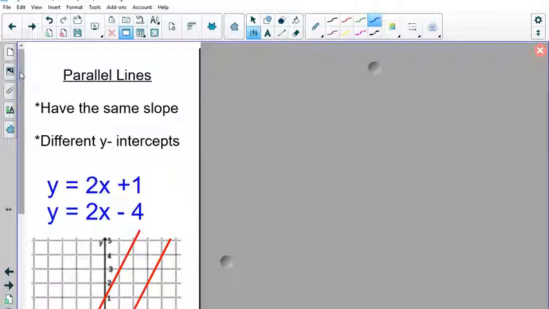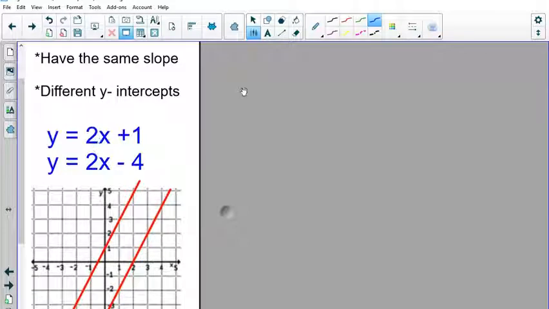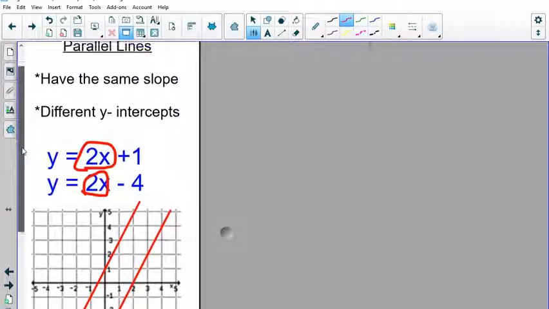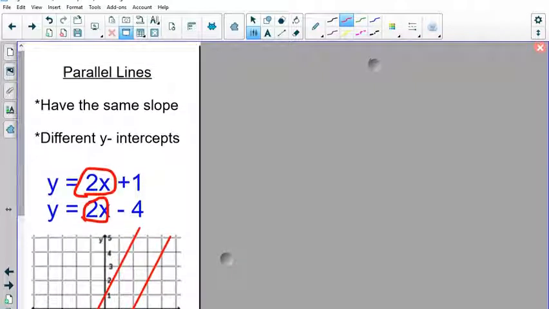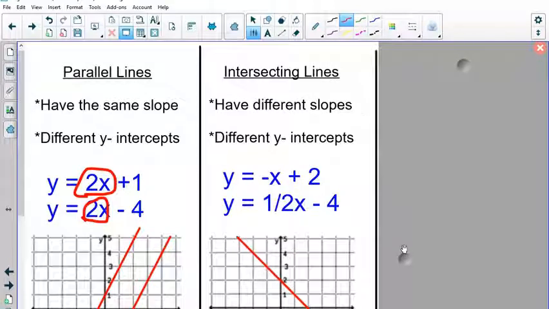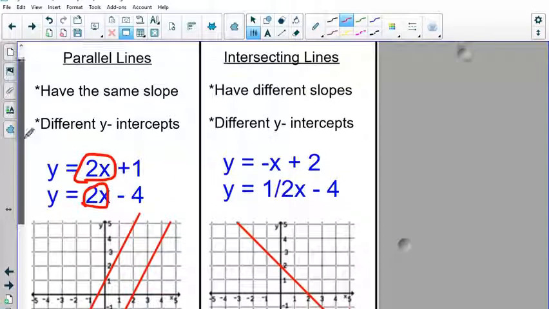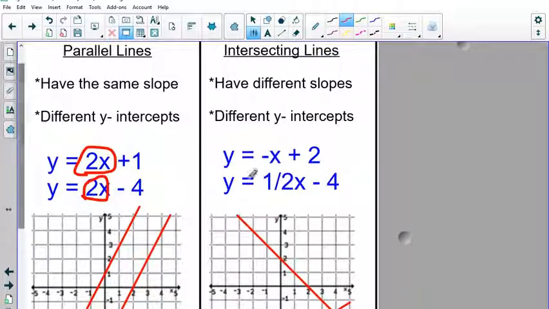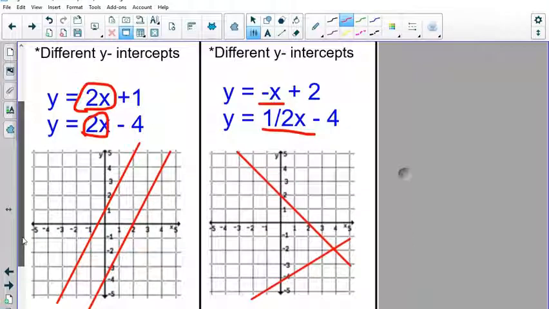The first thing that could happen is they could be parallel. Okay, parallel lines have the same slope. So what I want you to look at is this is a 2x and this is a 2x. So just by looking at the equation, if they have the same slope, then they're parallel lines and they're never going to cross. Okay, if they're going to intersect, then they have to have some different slope, and it could be anything. It could be a positive and a positive, it could be a 3 and a 4. These slopes just have to be different and they will intersect somewhere.